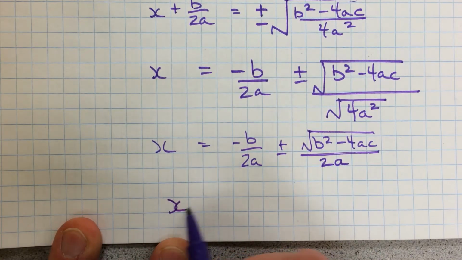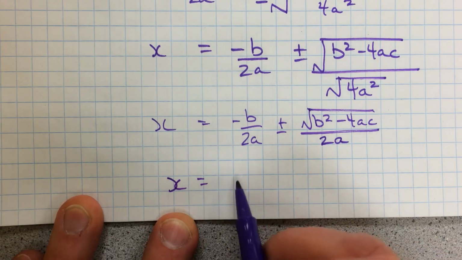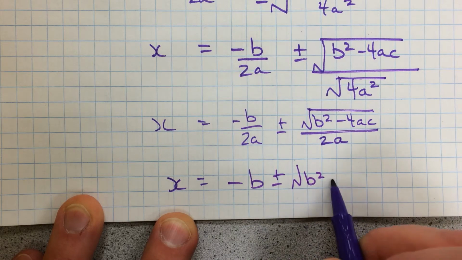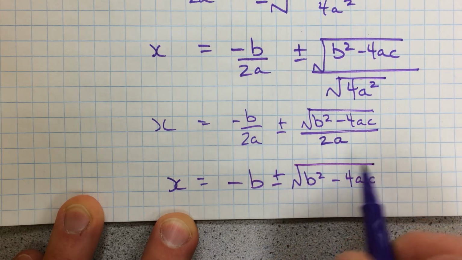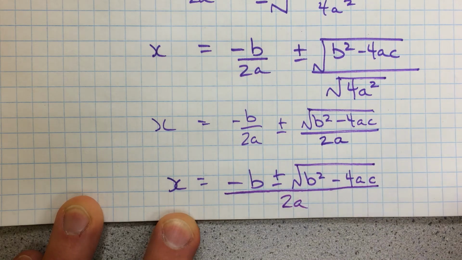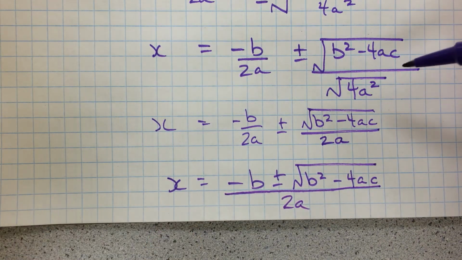Okay, and now take a look. I have 2a on the bottom of both of those, so we will often combine those into a single giant expression. There's the two numerators, and the whole thing is divided by 2a. And that is your quadratic formula. That's where it comes from.